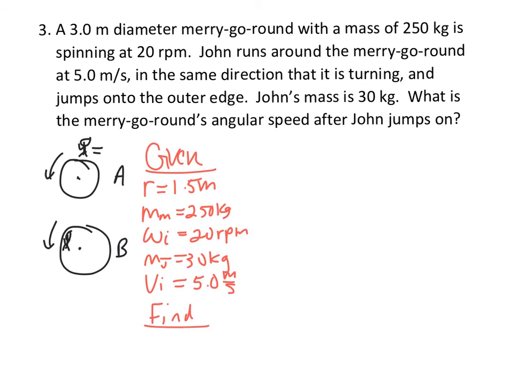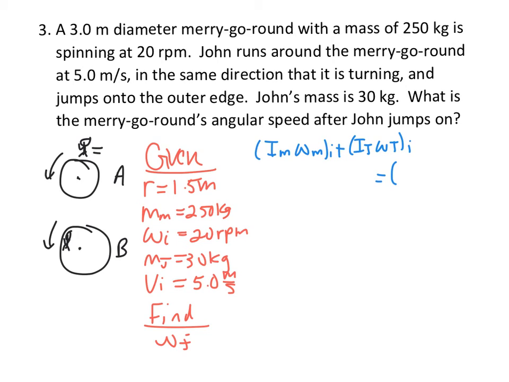And we are looking for omega final, so the final angular velocity once he jumps onto the merry-go-round. So this is again another collision with conservation of angular momentum. So we can say that moment of inertia for the merry-go-round, omega merry-go-round, plus moment of inertia for John, omega John, and these are both initial, equals, I'm going to write this a little bit differently.